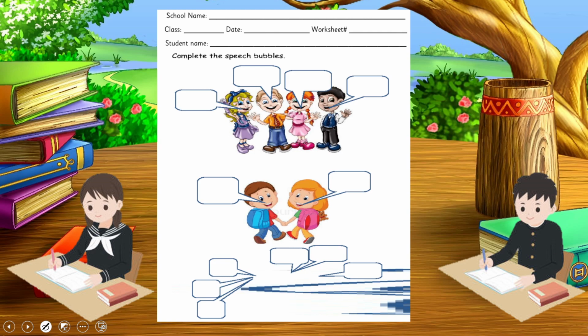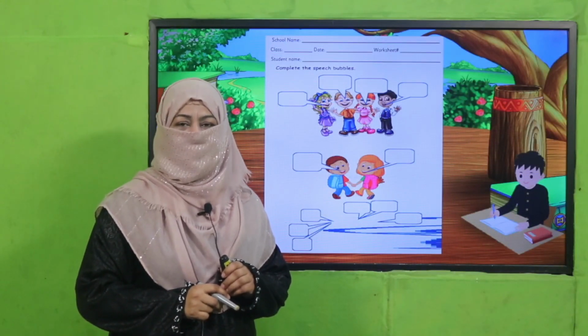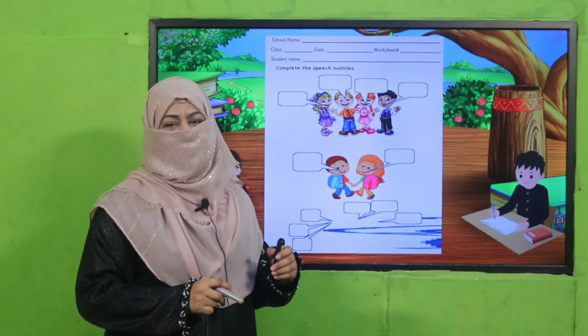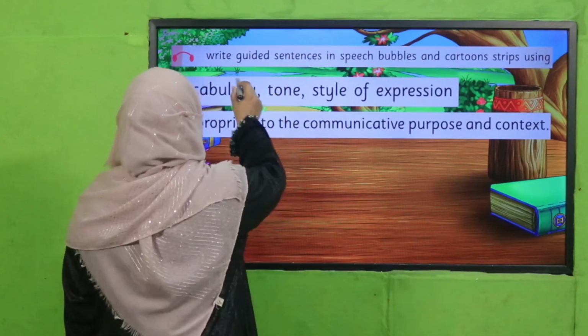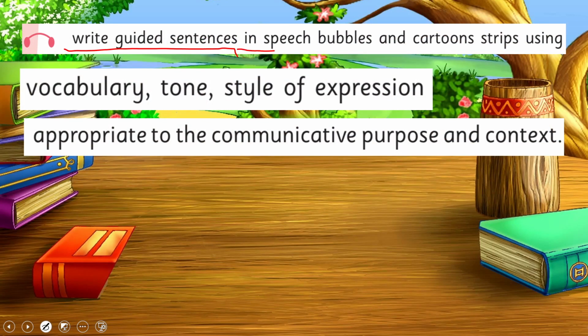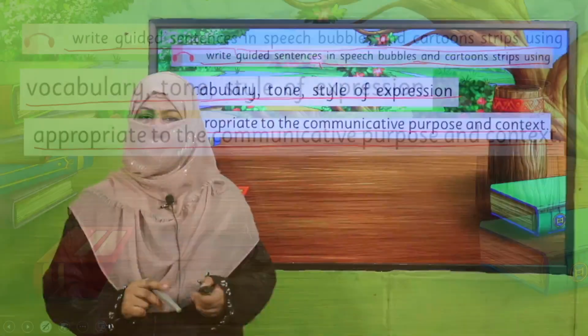Hi, dear fellow teachers, the worksheet, lesson plan, and PowerPoint presentation links are given. You may click them, download them, and kindly provide a printed worksheet to students to practice how to fill up these speech bubbles. So in this way, we achieved our SLO to write guided sentences in speech bubbles and cartoon strips using vocabulary, tone, and style of expression appropriate to the communicative purposes and context.